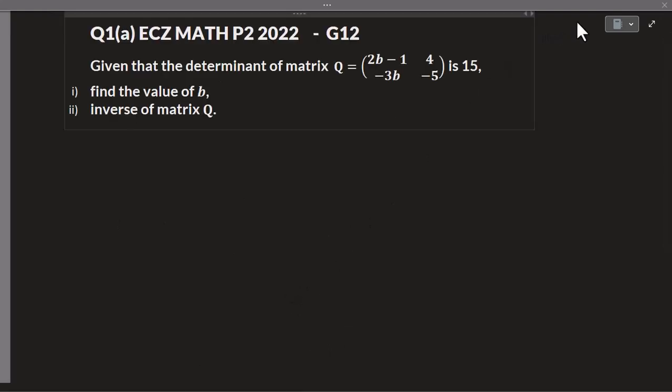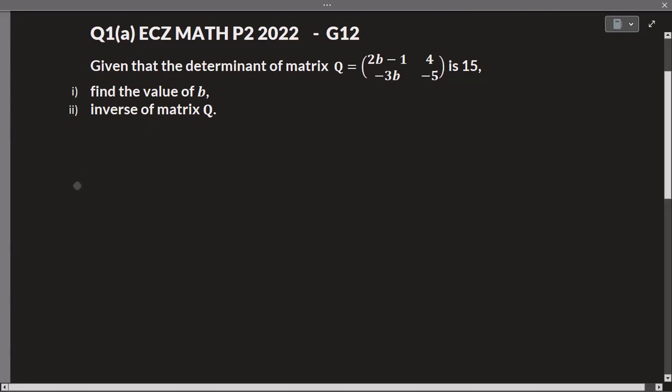Here's another question. We have more and more algebraic expression appearing. The previous one had 2 algebraic terms. This time we have an algebraic expression part of the elements in the matrix Q. We've been told matrix Q has a determinant of 15. If you read the question, we are asked to find the value of B. So we'll do the same thing we've been doing, it's just that now we'll be doing a bit more algebra.